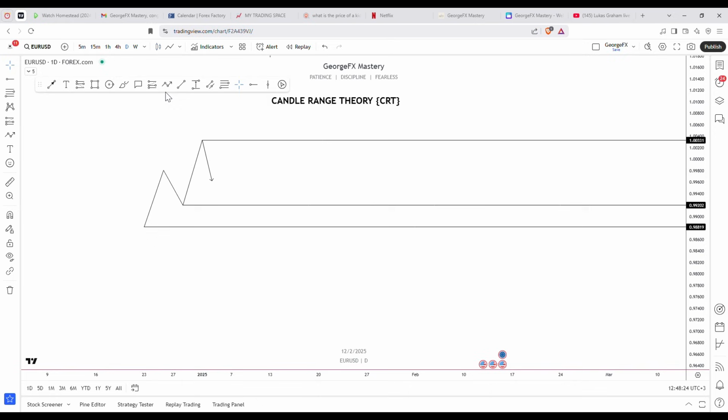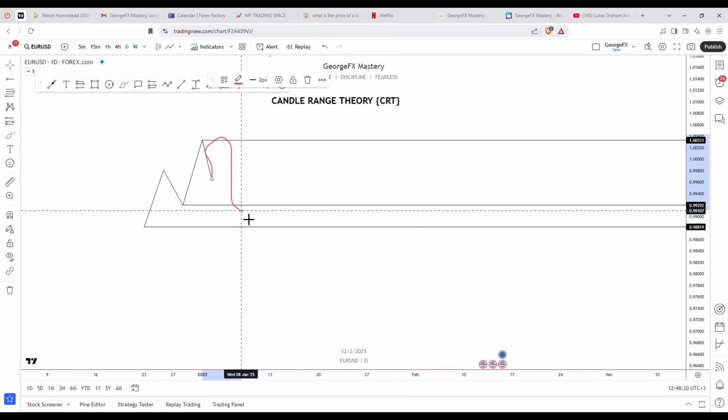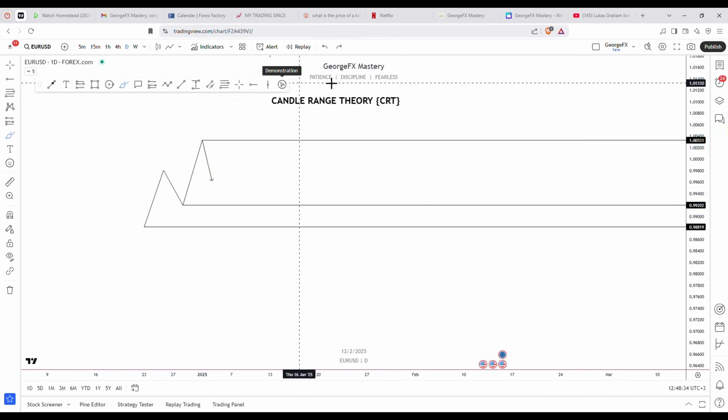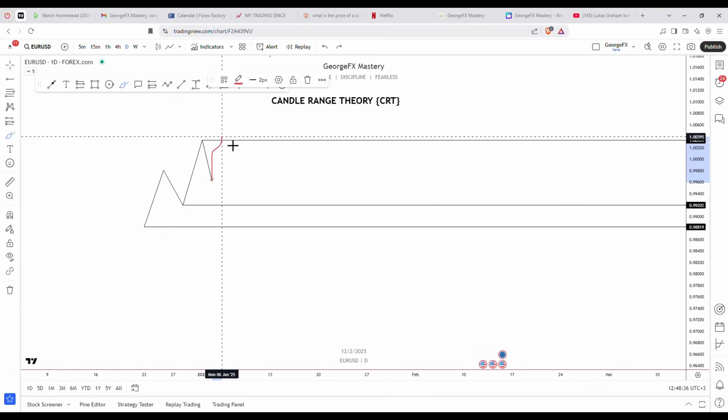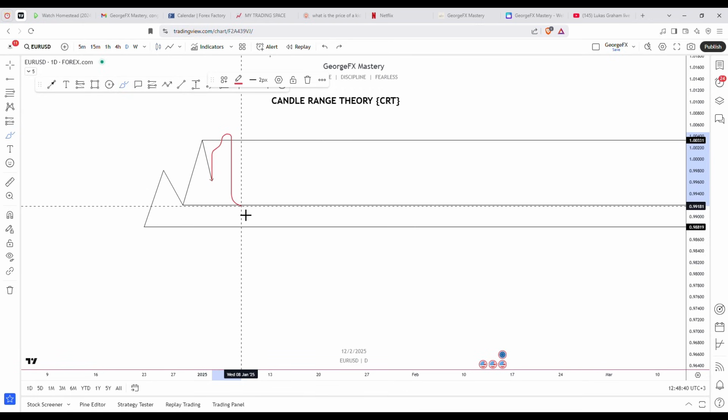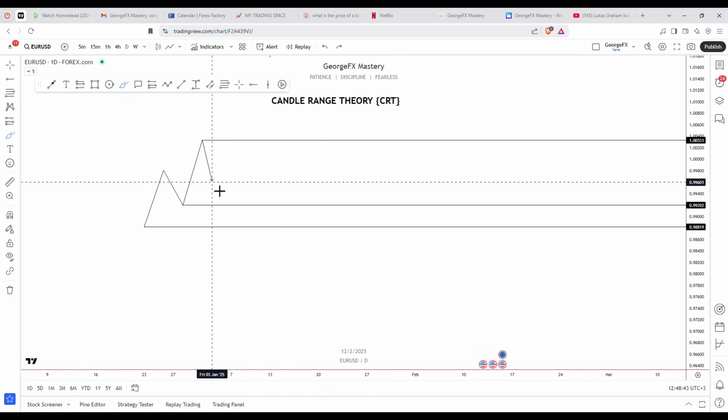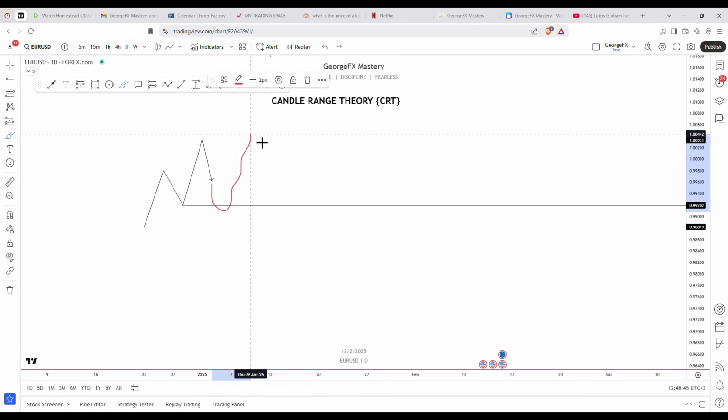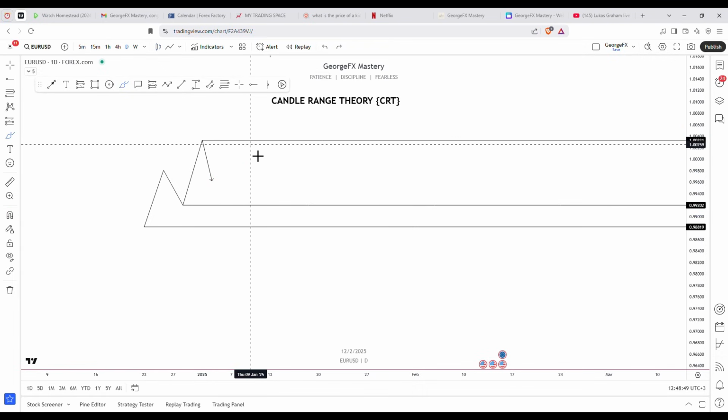The CRT is basically based on either the highs getting taken out or the lows getting taken out, and then you target the opposite. So for instance, maybe the high gets taken out first, and you opt to take sells to go take out the low, or the low gets taken out and you consider taking trades to the high to take out the high. That is basically what the CRT is.